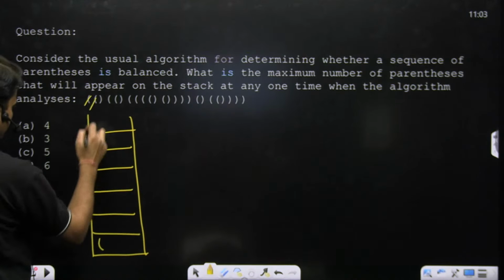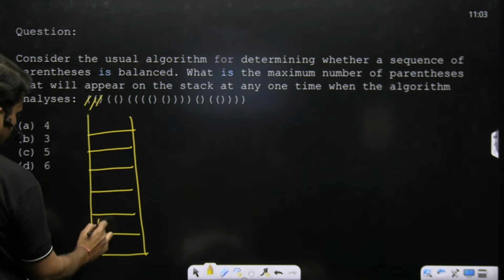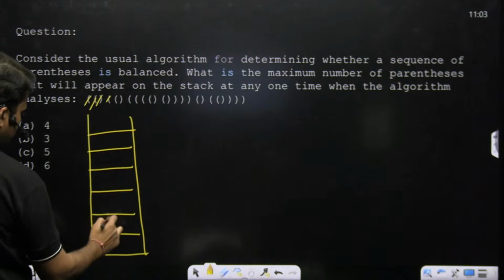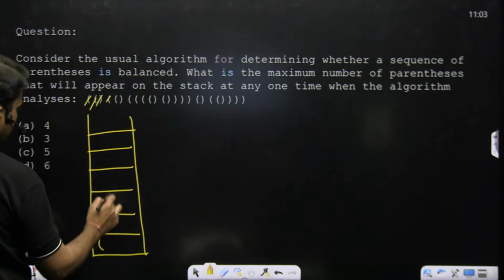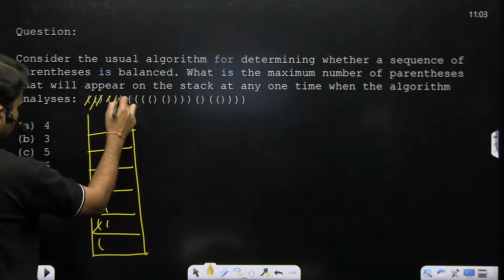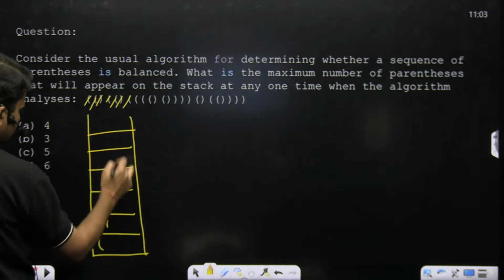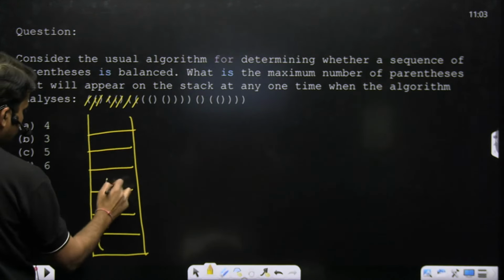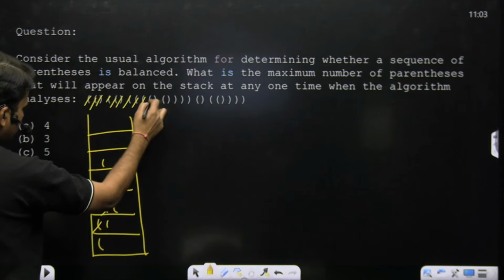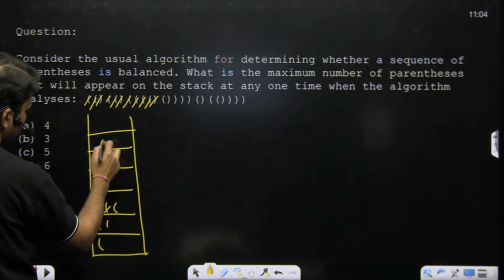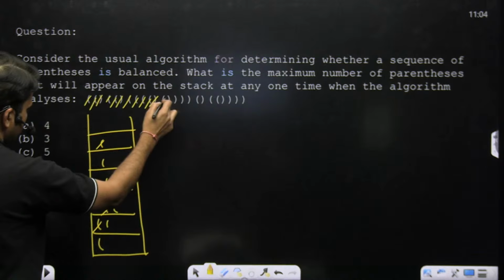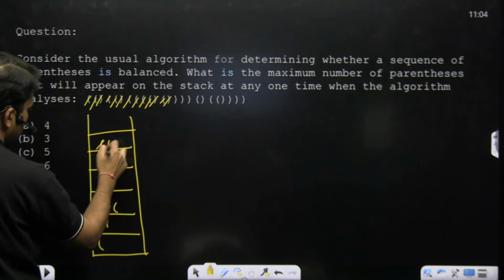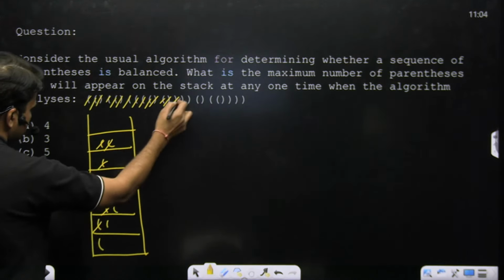So this is opening here, this closing, opening, this one closing, closing, closing.